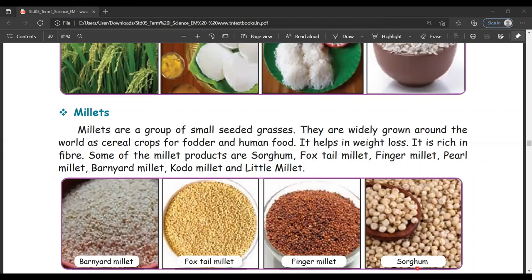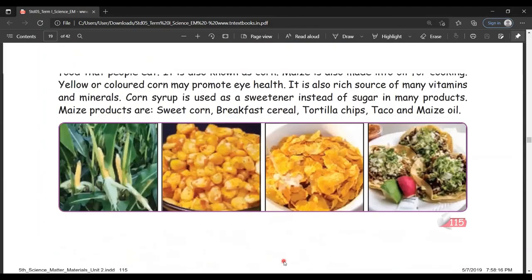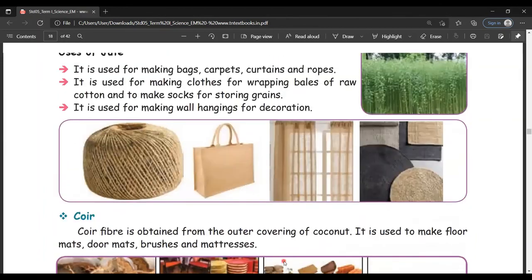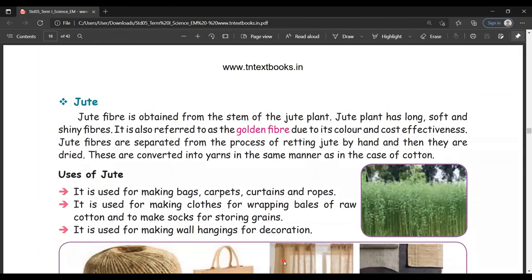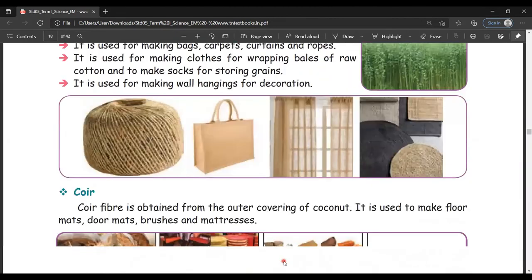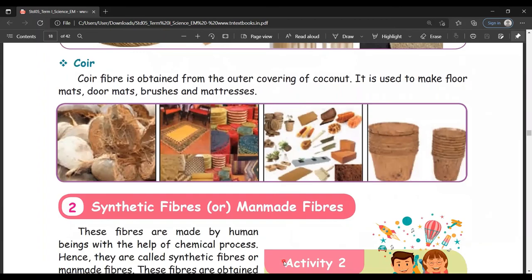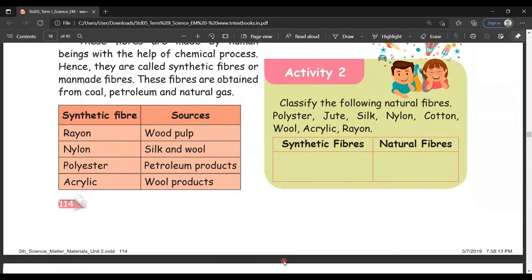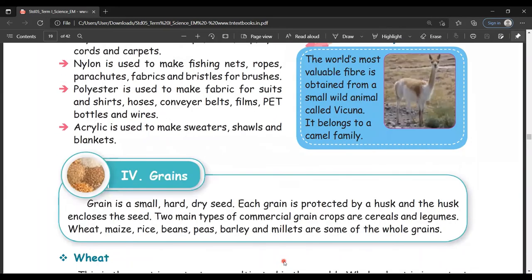Okay, so with this, children, I'm finishing the class today. The rest of the things we'll learn in the next class. Today we covered the topic from jute, isn't it? Jute and coir. Then we discussed synthetic or man-made fibers and uses of synthetic fibers.